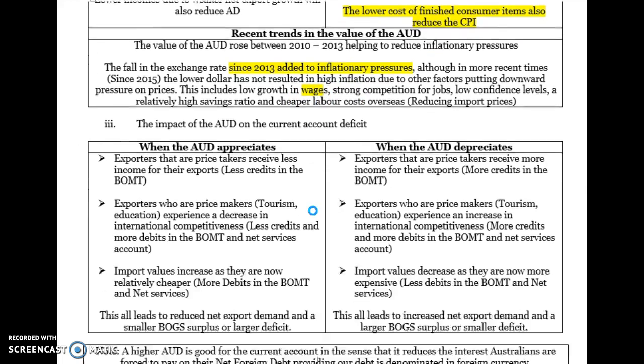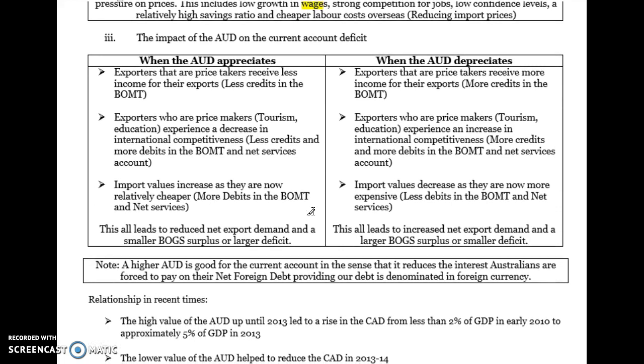In terms of the impact on the current account, okay, this is the most important part in terms of this chapter. When the Australian dollar appreciates, it means that exports that are price takers receive less income for their exports.